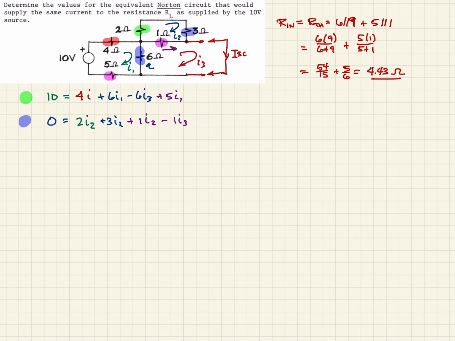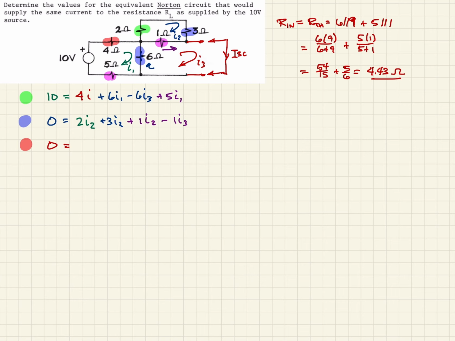So finally, we can do the one for the I3 mesh current, which the I3, incidentally, will be our short circuit current because that's what flows through that short across the terminals. So as we look at that one, again, we see there's no voltage sources, so we can set a 0 on that side. So I just need to sum up the voltages on the other side.